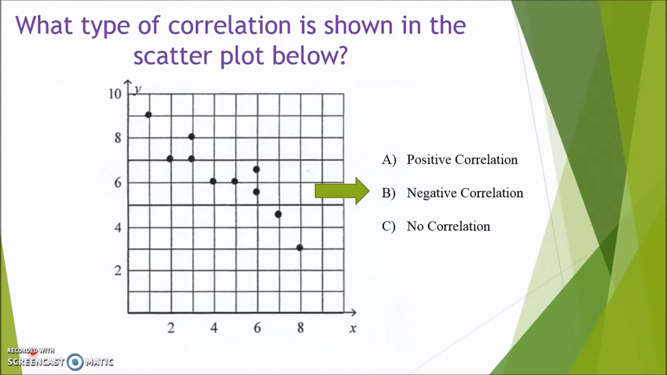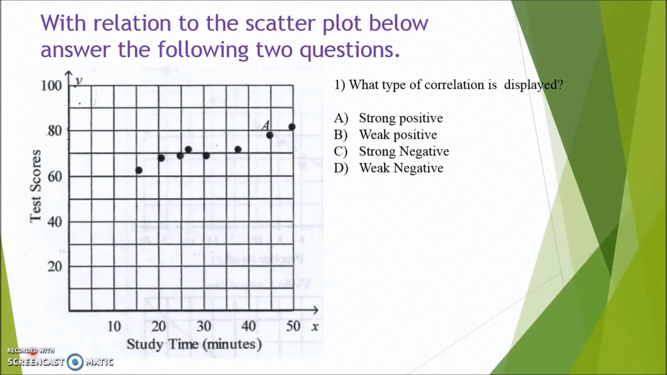If you were to draw the line of best fit, you would see that as one variable increases on the x-axis, the other decreases on the y-axis. Remember that was the definition of a negative correlation? Let's move to the last activity.